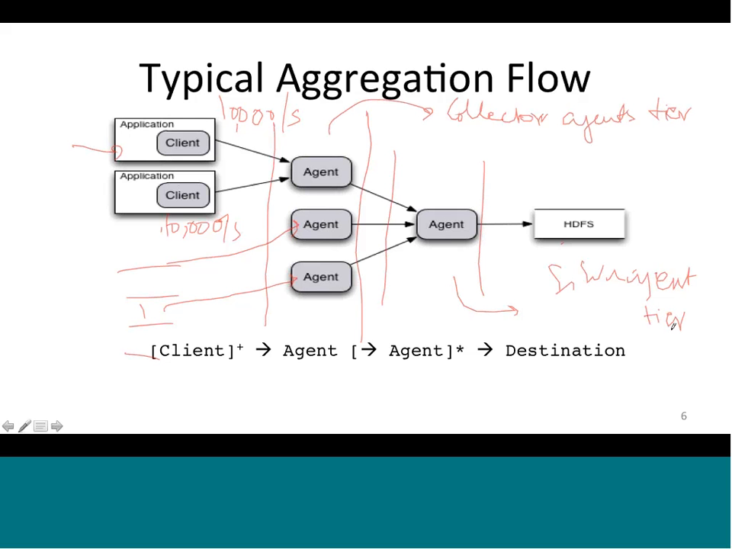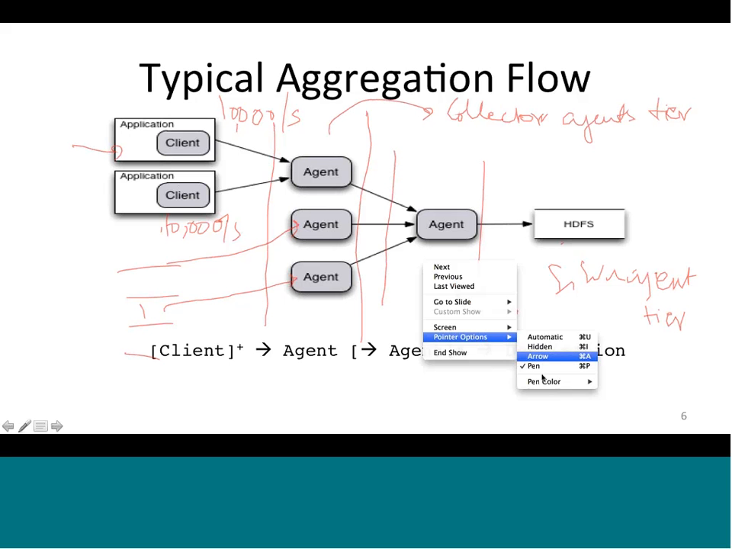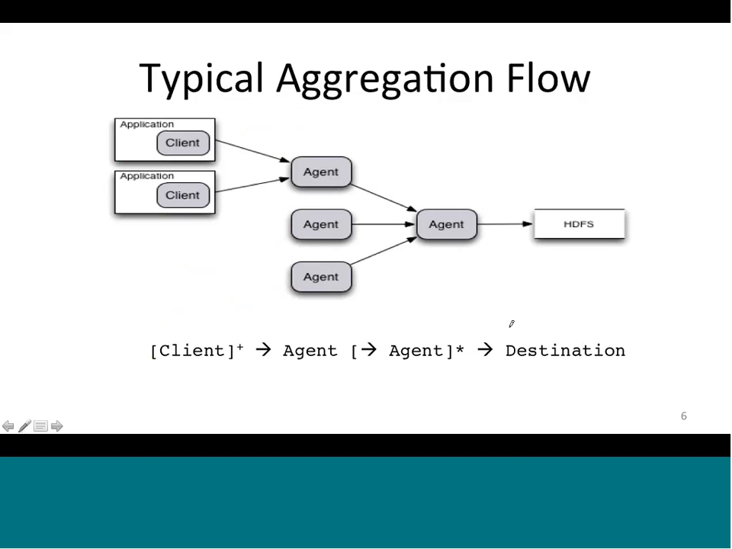Let's say I'm getting 50,000 events. You're aggregating them to this place. Okay? Does it make sense? Yes.